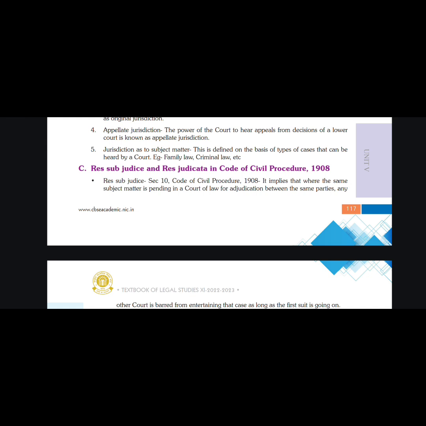Now we come on to res sub judice and res judicata. These are common terms which are used in civil suits as per CPC. I will say CPC in short, instead of Civil Procedure Code. So res sub judice is in section 10. Please learn the sections. I don't need to mention again and again that wherever sections or articles of the Constitution come into the picture, you need to learn them. There is no other way out.